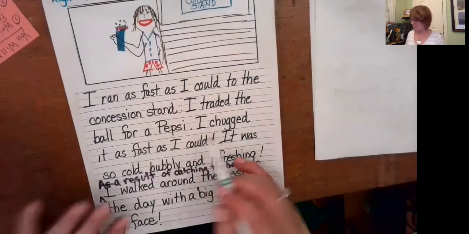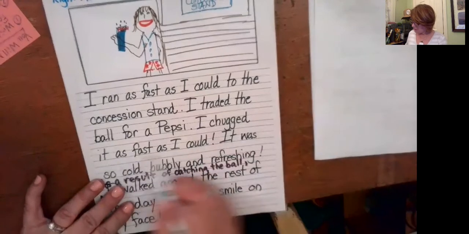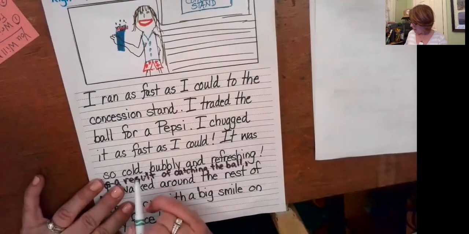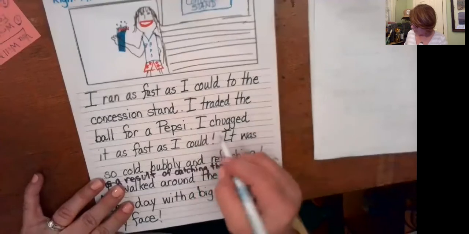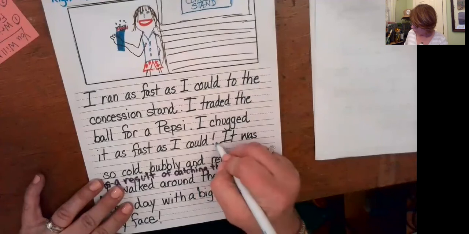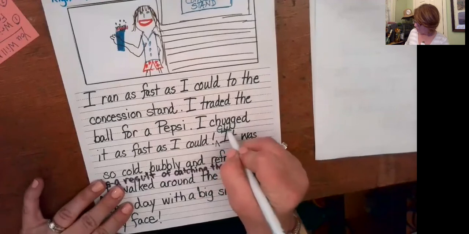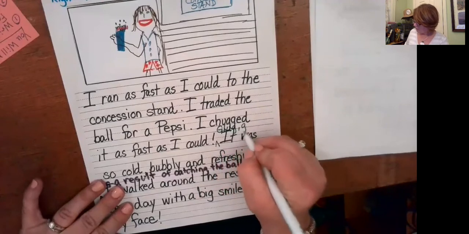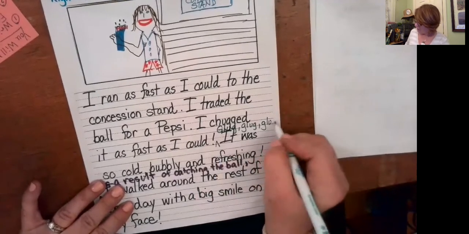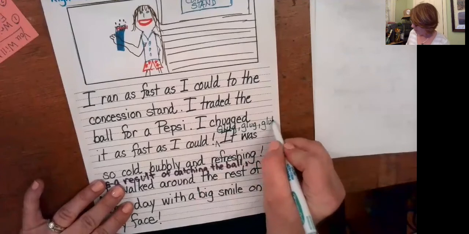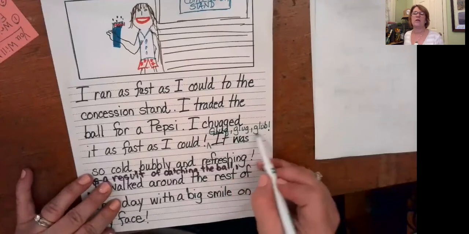And so we can go ahead. It says I chugged it as fast as I could. I think that I'm going to put it right here after I put could. So I'm going to put a caret there, and I'm going to write my sound words. Glug, glug. Now, I could have written those in capital letters if it was really loud, but I'm not going to. But I will put an exclamation point. So I put my caret, glug, glug, glug.